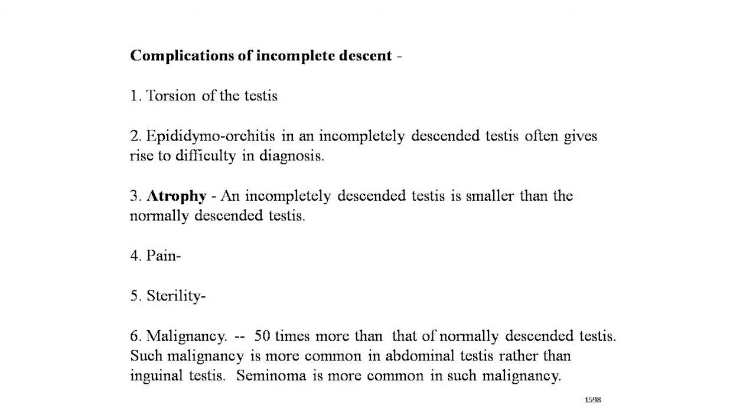Next point is sterility. In bilateral cases, this may be seen. Malignancy is 50 times more than in a normally descended testis. Such malignancy is more common in the abdominal testis rather than the inguinal testis. Seminoma is the more common type of malignancy in the abdominal type of the undescended testes.